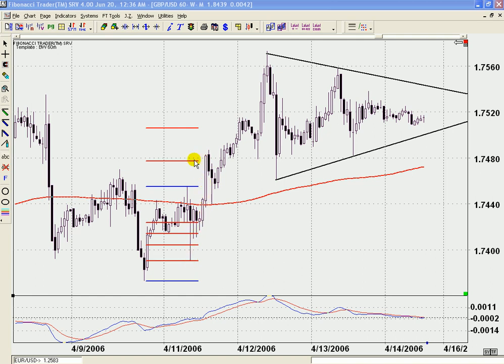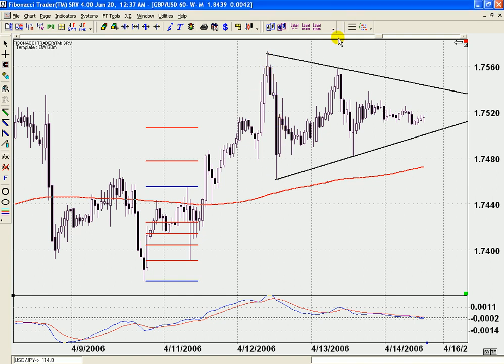Price rallied to the 127% extension. It retraced to this level of resistance and tested this level as well as the 10-day moving average. It started its next leg up to the 162% extension and retraced to the previous level of resistance, which is now support. It rallied before encountering an economic event which drove price down.